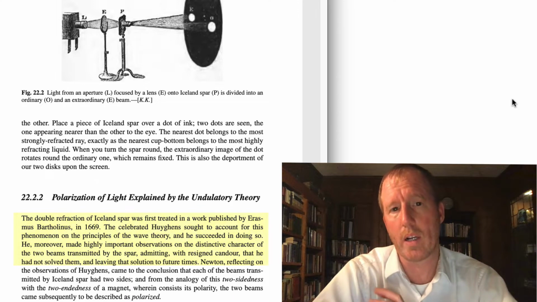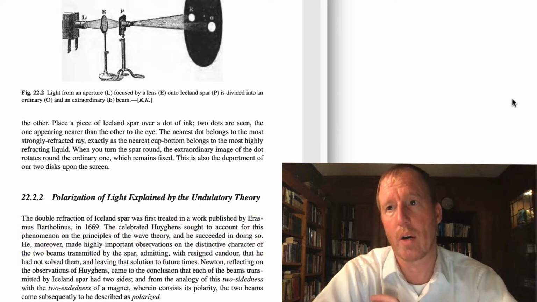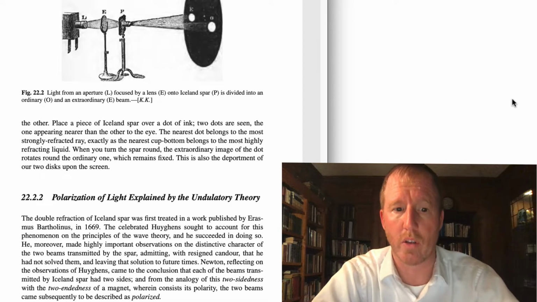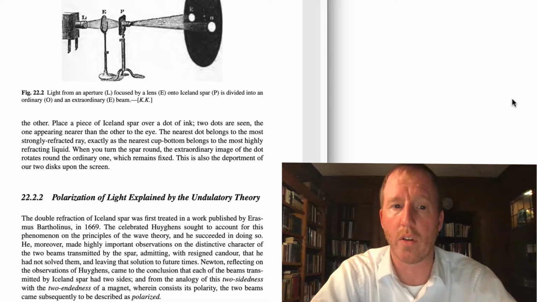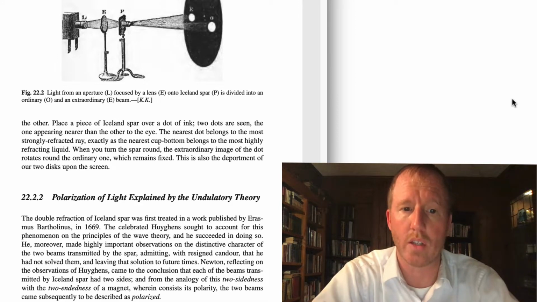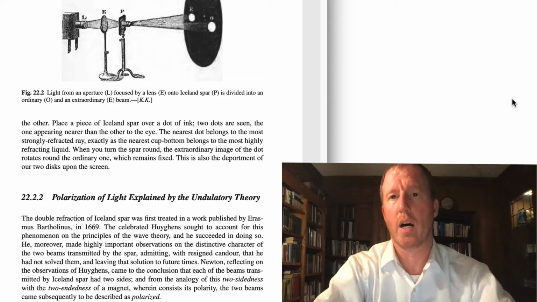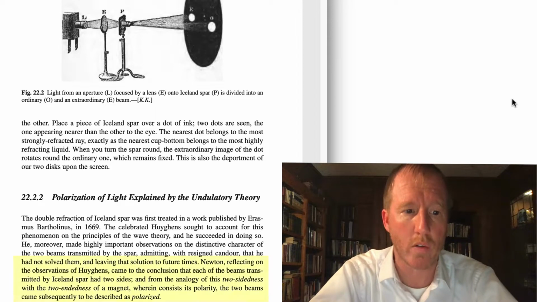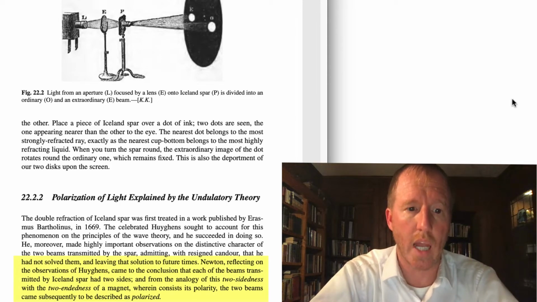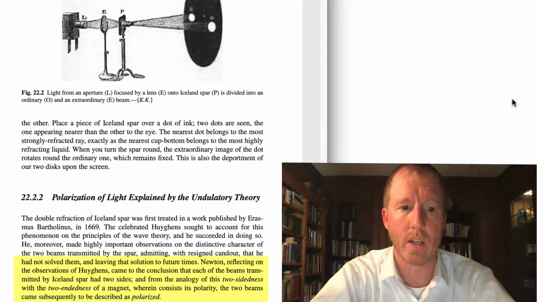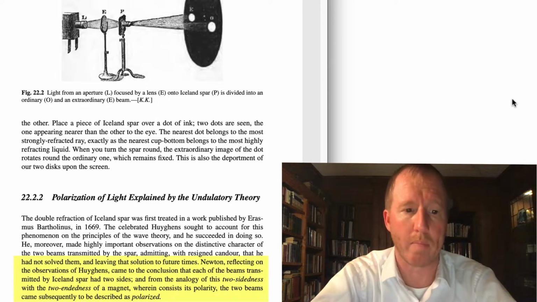So there, on the one hand, Huygens' theory was able to account for some aspects of birefringence, but not entirely. That is, it was unsatisfactory. He goes on to say that Newton, so here, remember, what Tyndall's doing is comparing and contrasting Huygens' and Newton's theories. He says Newton, reflecting on the observations of Huygens, came to the conclusion that each of the beams transmitted by Iceland spar had two sides. And from the analogy of this two-sidedness with the two-endedness of magnets, wherein consists their polarity, the two beams came subsequently to be described as polarized.